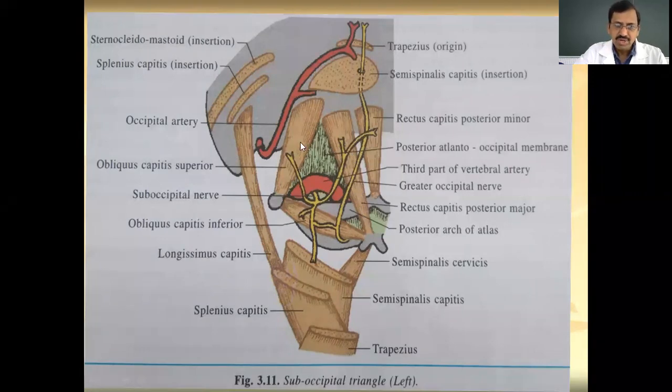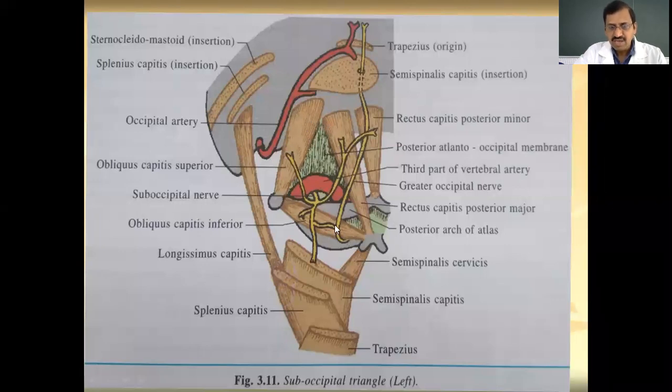Next, coming to another boundary, the superolateral boundary. It is formed by another muscle called obliquus capitis superior. Why is it called obliquus? It is obliquely oriented and related to the head, and it is forming the superior boundary. That is why it is called obliquus capitis superior, and it forms the superolateral boundary of the suboccipital triangle. These are the two boundaries.